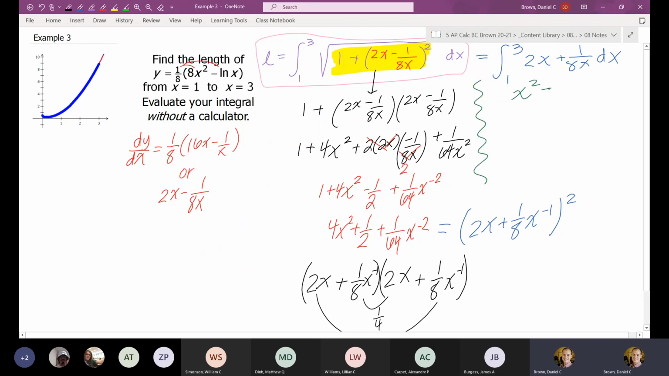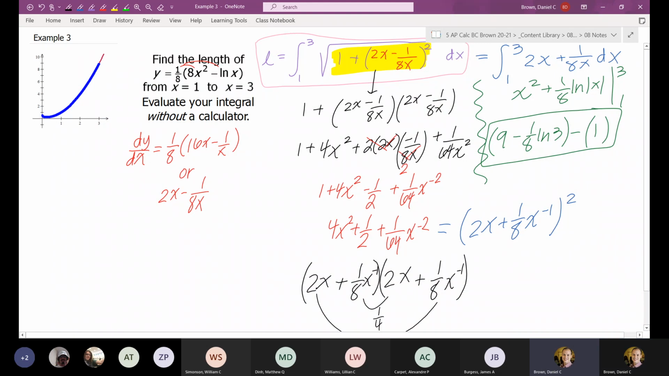Antiderivative is going to be x squared plus 1/8 natural log of the absolute value of x, plugging in the top minus plugging in the bottom. So plugging in the top, I'm going to have 9 minus 1/8 of the natural log of 3, minus plugging in the bottom, which will become 1. The natural log of 1 is 0, so that would be 0. So the length of that curve after all that algebra would be that number. Told you there was some fun algebra with that one.